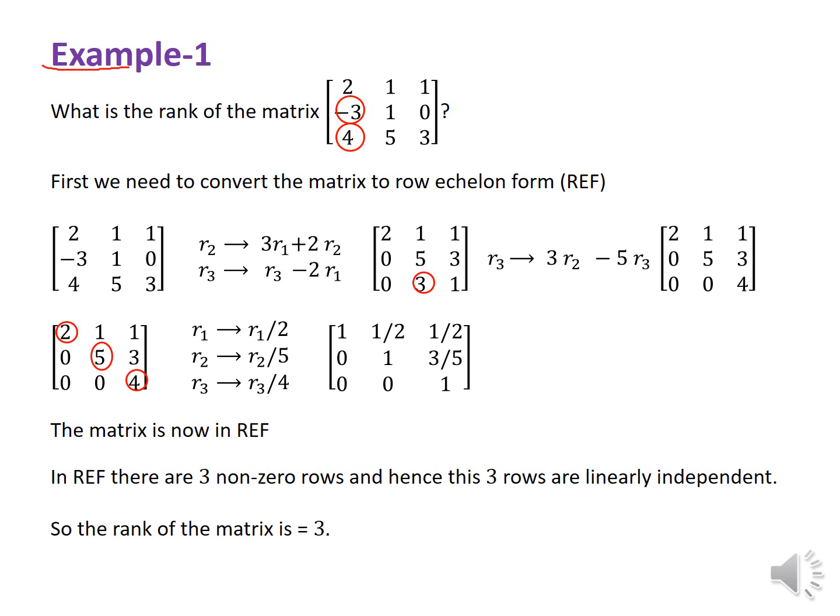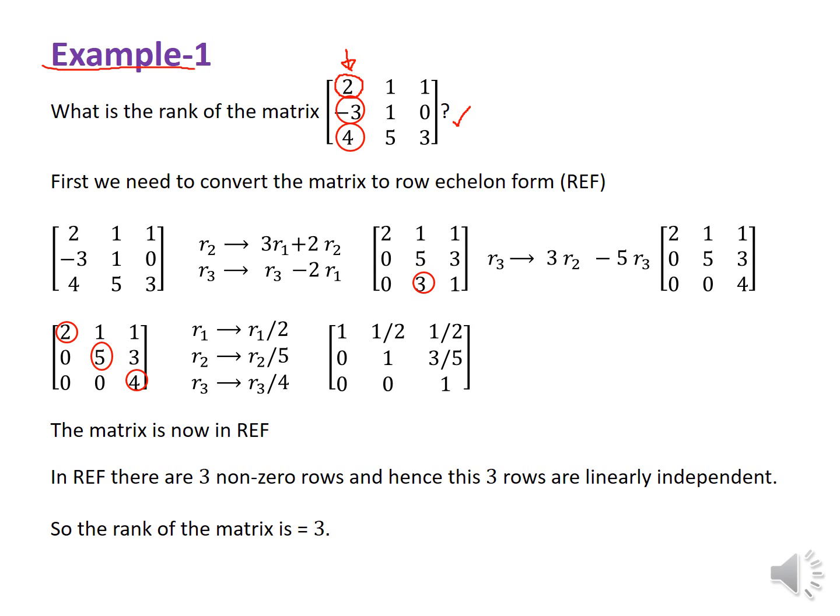So now we have a solved problem here. We have a matrix here. We want to find the rank of this matrix and we will discuss how to find the rank of this matrix. So first we need to convert the matrix to row echelon form. Here the leading element of first row is 2, and according to the condition in the first column all other elements will be 0 except the leading element.